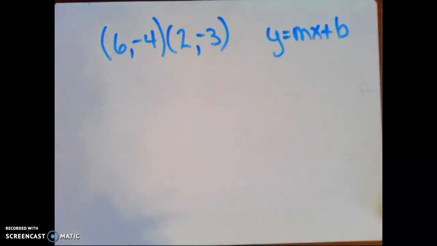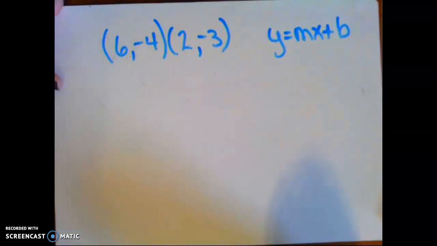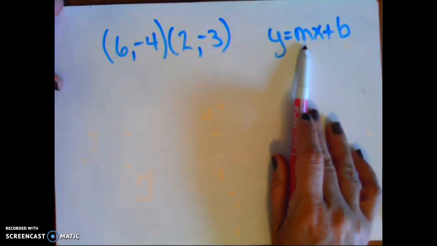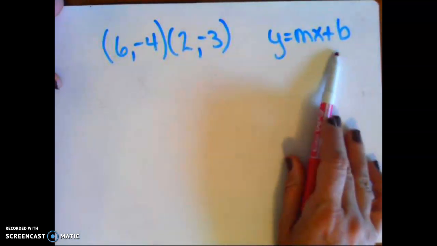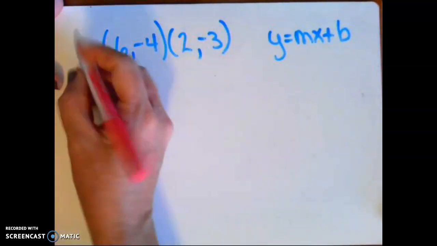So now I'm giving 2 points, and I have to come up with the equation of a line through 2 points. Well, in this example, I do not have my b or my m to start out, so I have to find both. So let's get started.